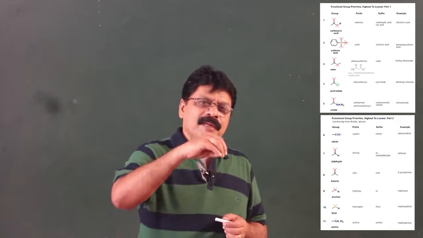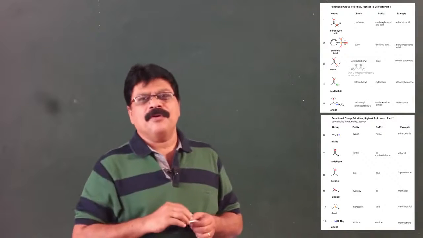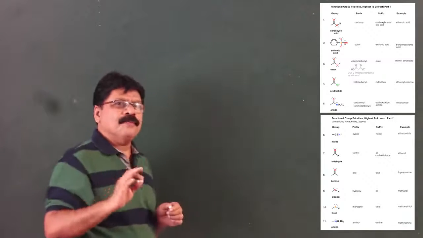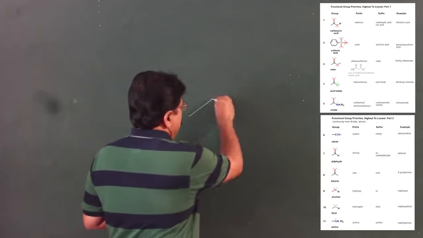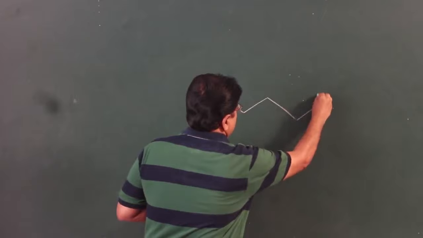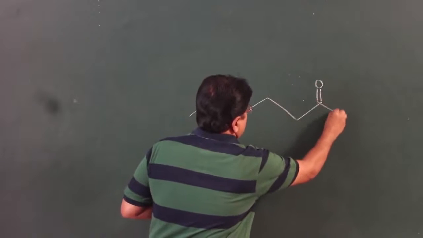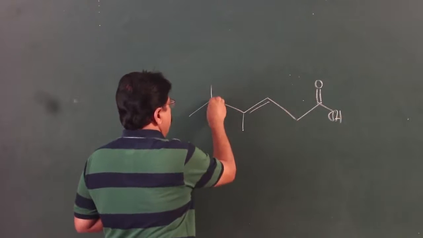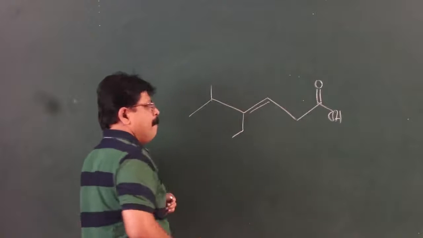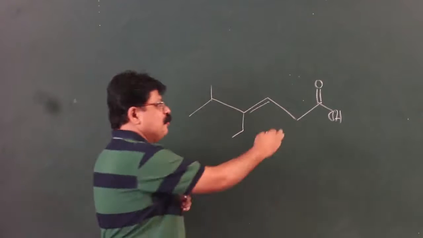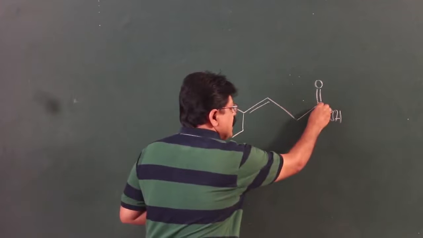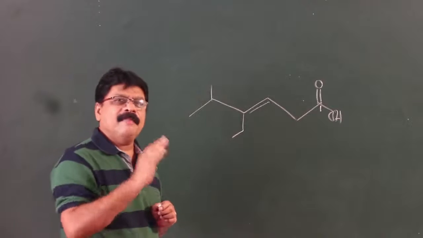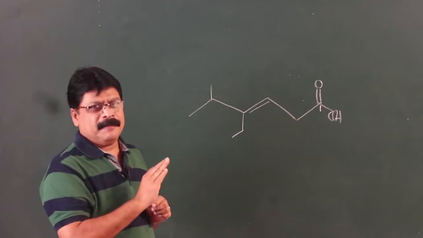Whenever you embark upon writing the name of an organic compound, what we do first is find out the main functional group in the compound. For example, in a compound like this, the main functional group is carboxylic group. So, that chain has to be numbered. Always put the number in such a manner that the main functional group gets the lower number.